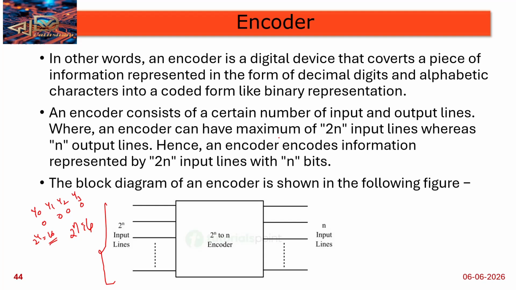Simply, what is the encoder doing? What type of conversion is it doing? Some decimal inputs we are getting, right? So that will be converted into characters. That means human understandable language should be converted into machine understandable language. So humans will give digits or alphabets or characters. All these things are converted into binary representation.